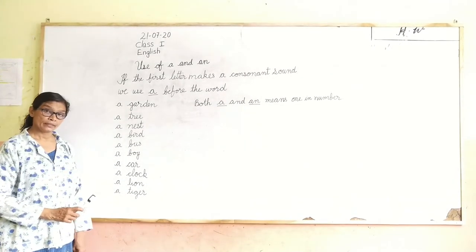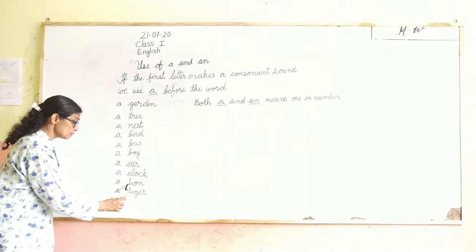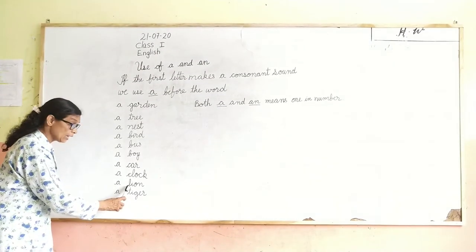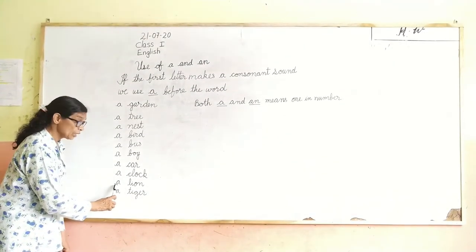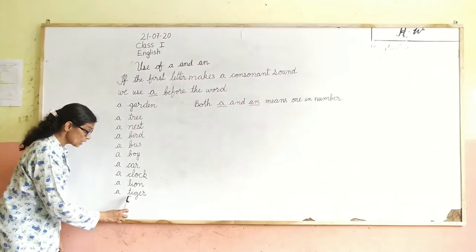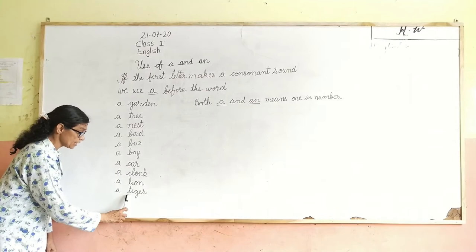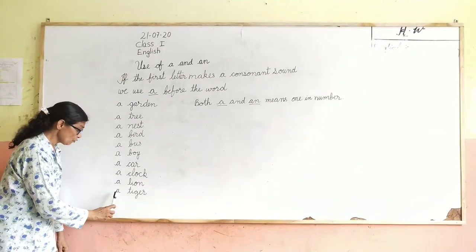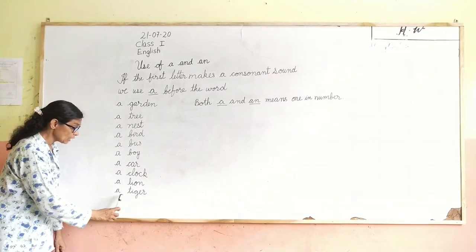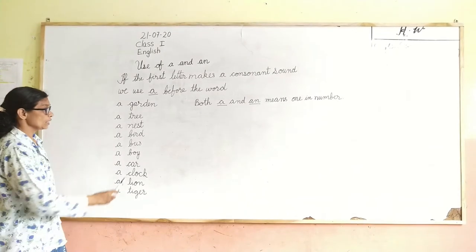L-I-N-E, line. First letter of line is L. So we use a before line. T-I-G-E-R, tiger. First letter of tiger is T. So we use a before tiger.